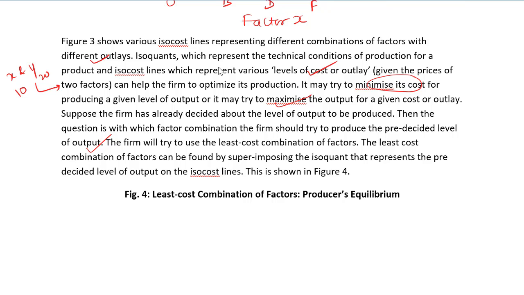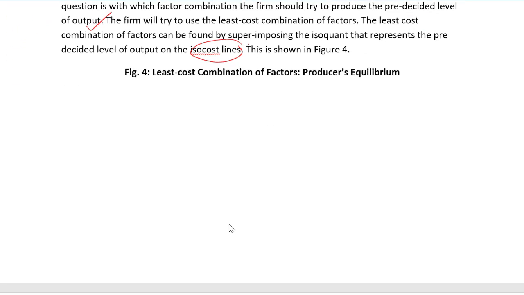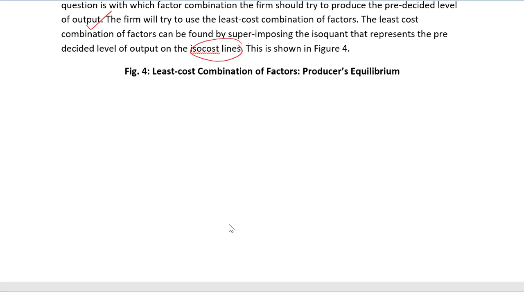The least cost combination of factors could be found by superimposing the isoquant that represents the pre-decided level of output on the iso-cost line or budget line. I believe you understood. Least cost combination of factors, that is producer's equilibrium.